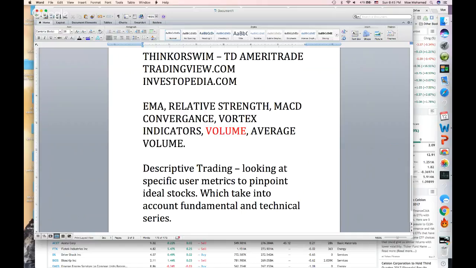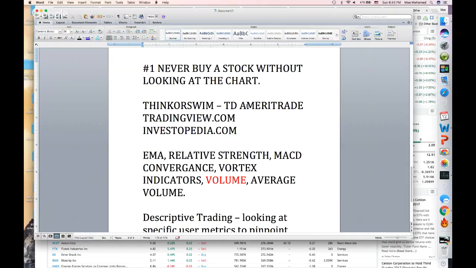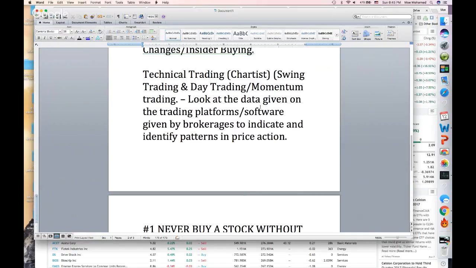I could consider myself a descriptive trader, but I'm not that narrow-minded. So I take into account descriptive trading when I'm inputting stuff into my screener, looking for stocks under $15. But that's really it. So there's that. And we're going to go back into technical trading. Technical trading can be associated with swing and day trading. All right, so what's a day trader?